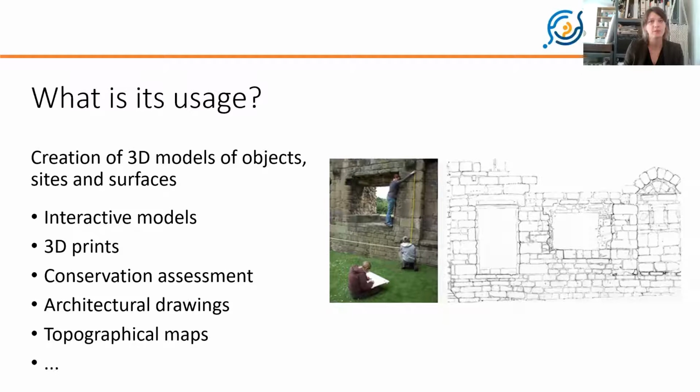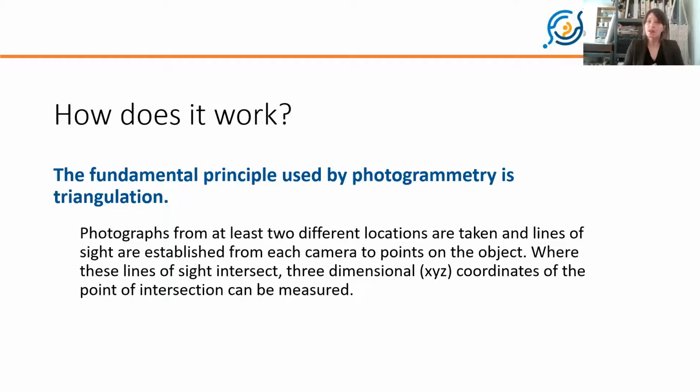So next, how does it work? Now we understand what we can do with it, but how does it actually work? The fundamental principle used by photogrammetry is triangulation, which I was told in the UK is being taught in A levels, but I'm not British, so I'm not quite sure on that. But yeah, it's very, very basic triangulation. It's very straightforward. So essentially, the absolute minimum you need is photographs from at least two different locations.